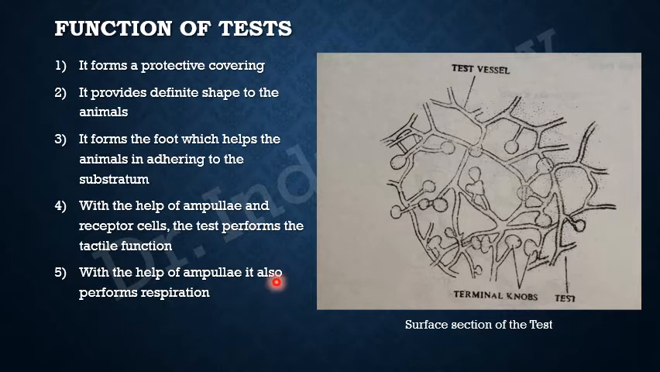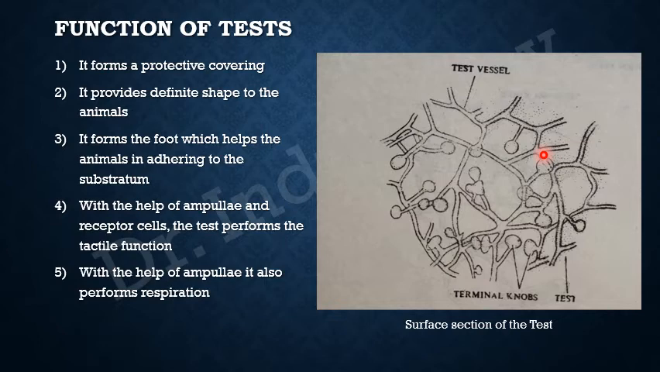Next we come to the function of the test. Here I have mentioned all the functions, and let's take them one by one. Now you must be confused what this diagram is. It is just looking like the vascular tubules in the previous diagram on the previous slide. And now what is this? In that slide we were looking at the TS of test, which was showing the edge of the test. Now this diagram we are observing from the surface.